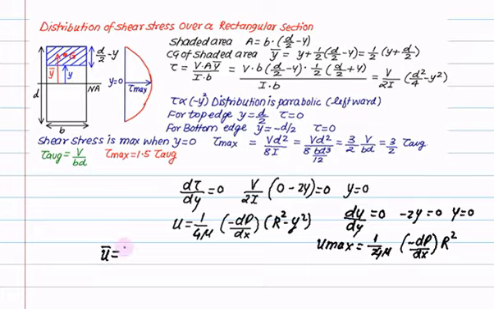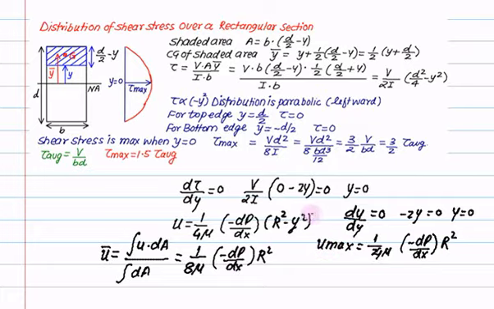Remember Rolle's theorem? So Rolle's theorem is something like this. That is, the integral of u multiplied by dA over the entire area equals to what? dA. And if you recall, that value will be equal to 1 by 8 mu, minus dp by dx, times r square. And that is why u max upon u bar will always equal 2. Now this is true for fluid mechanics, then this one is true for here also. Correct.